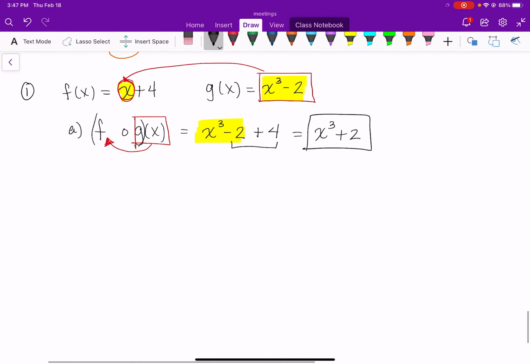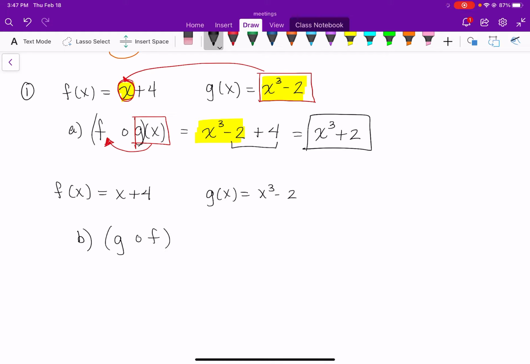All right, so I'm going to rewrite the functions again. I always like to do this, especially if I'm doing this on paper. I like to draw my arrows and stuff and highlight. So I've got my f of x, which was x plus 4, and our g of x, which was x cubed minus 2. This time, for our second step, we're going to do g composed with f of x. Okay, so we're going to take the f of x function this time, and we're going to stick that into the g of x function.